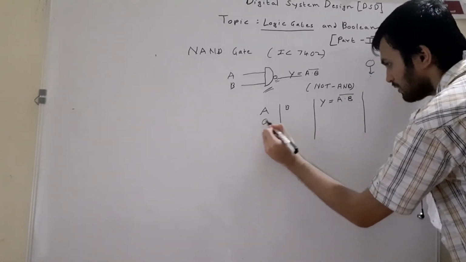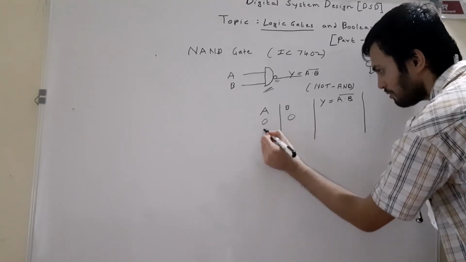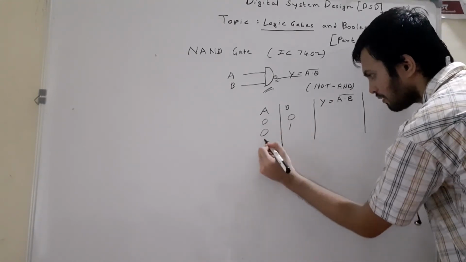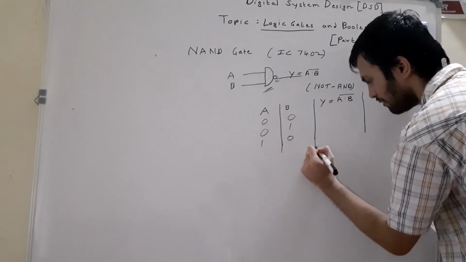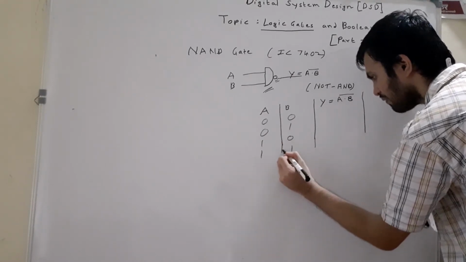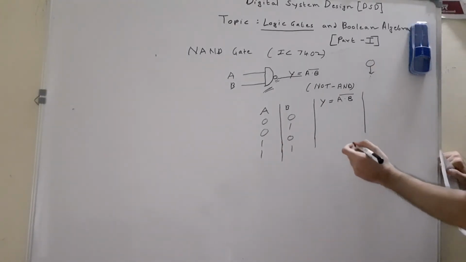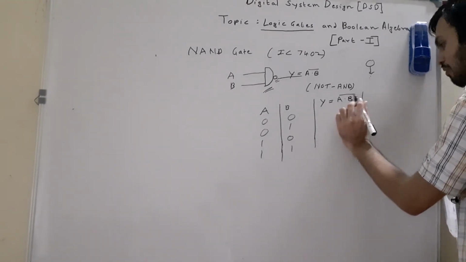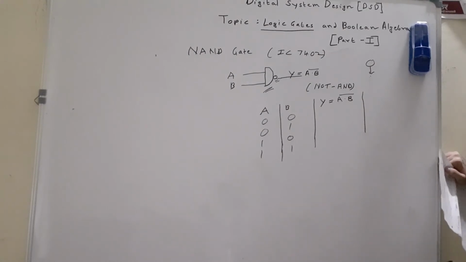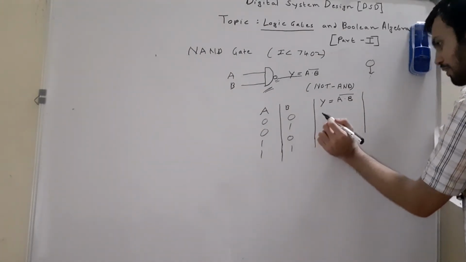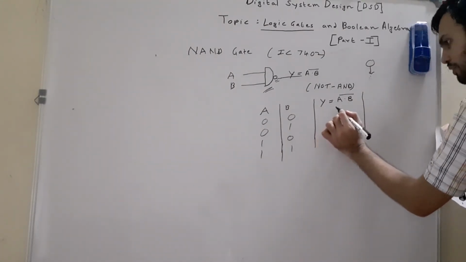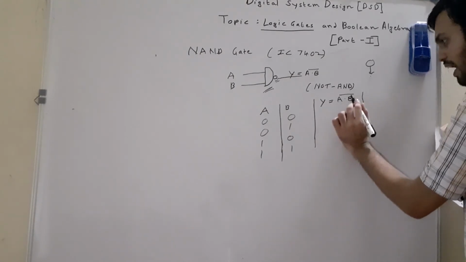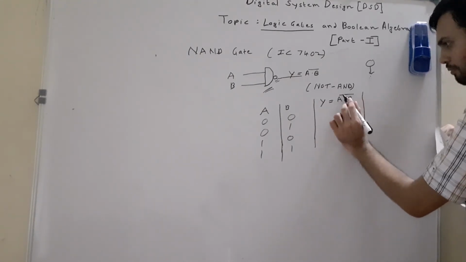So four input combinations will be there: 0 0, 0 1, 1 0, and 1 1. For that, your output will be Y is equal to A dot B complement. This bar indicates complement. So what is 0 into 0? What is the AND gate truth table? 0 into 0 is 0, but we have to invert it because the complement is present over here.